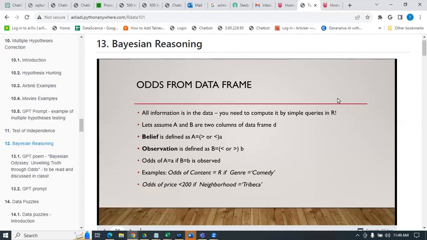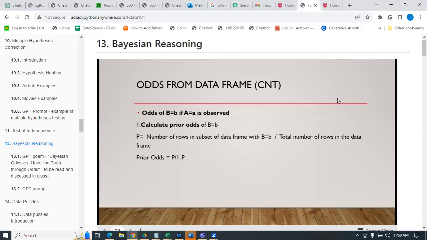So what is the general template? The general template is that both belief and observation are defined in the form of an attribute equal to, or at least as big as, a value. Both of them are defined as statements: A equal to or bigger than a, or B equal to or bigger than b. And the template is odds of A equal to a if B equal to b is observed. For example, odds of content rating equal to R if genre is comedy in a movies data set. Odds of a price of less than 200 if neighborhood is equal to Tribeca. So these are the examples. Odds of B equal to b if A equal to a is observed.